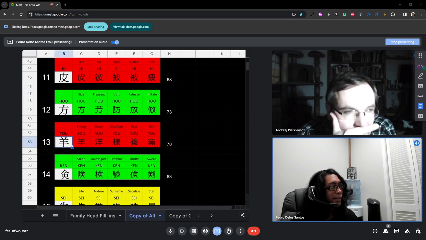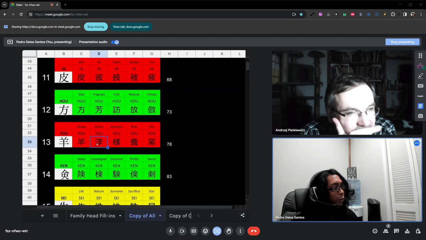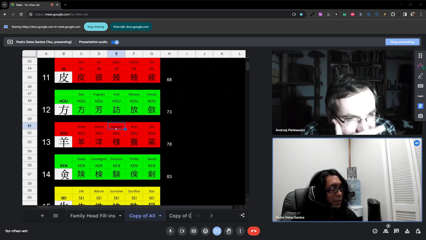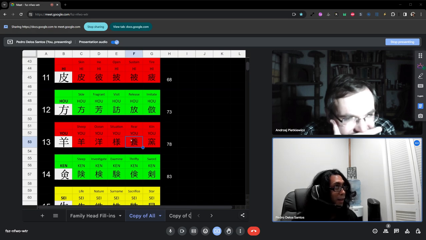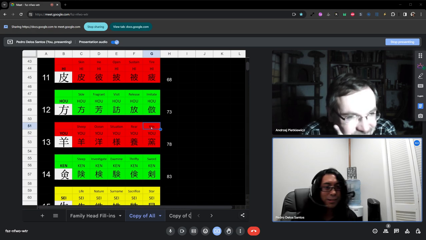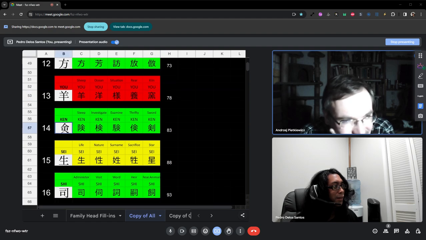Now this is a picture of a sheep, the head of a sheep. So sheep, you add water, becomes ocean, tree, and then you also add water, tree and water, situation, because the sheep is drinking from the tree and the lake. And then you have food underneath. This is to rear an animal. And then you have whole on top, and you have fire beneath. This is kiln. So that's how it kind of comes together.